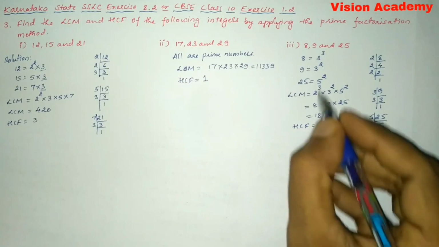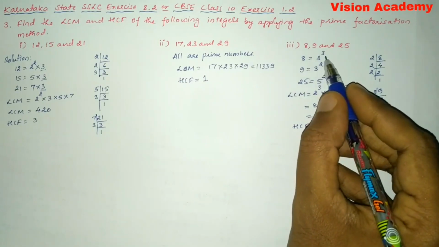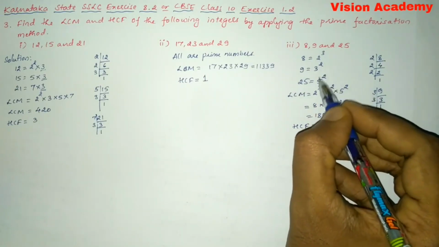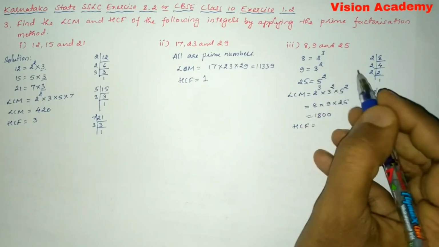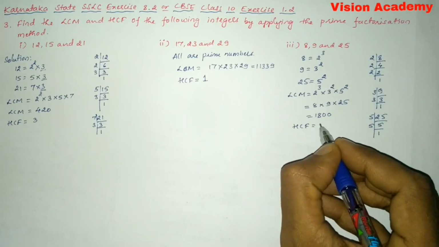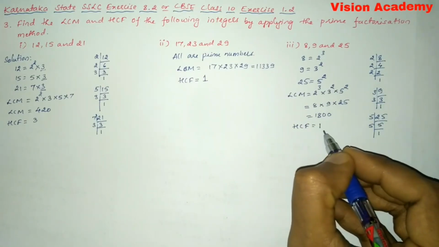Now let us find HCF. So here there are no common terms present. You can see the common prime factor is not present, because 2, 3, 5 are all different. So therefore HCF here is 1.